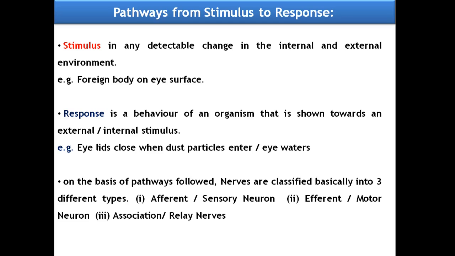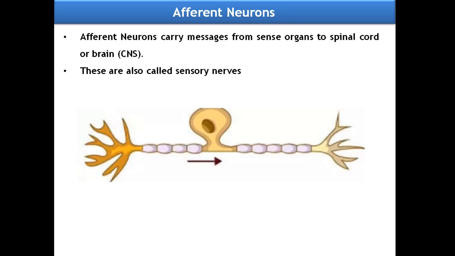On the basis of the pathway followed, the nerves are classified mainly into three different types, that is afferent neurons, efferent neurons and associative neurons. Afferent neurons carry messages from sense organs to the spinal cord or brain. The brain and spinal cord together are called the central nervous system. So, these afferent neurons carry messages from sense organs to either the spinal cord or brain, or sometimes spinal cord to brain.